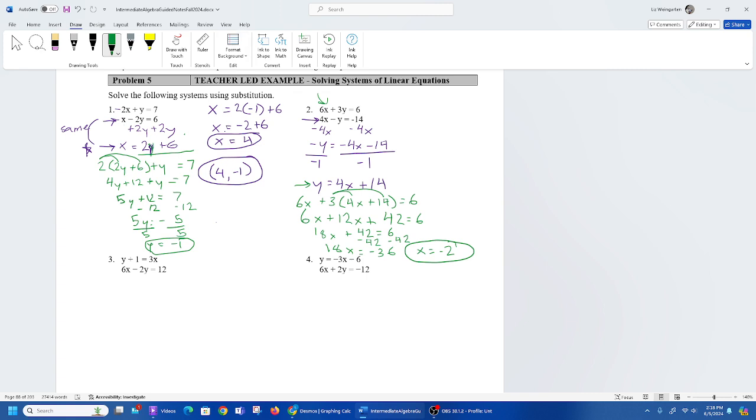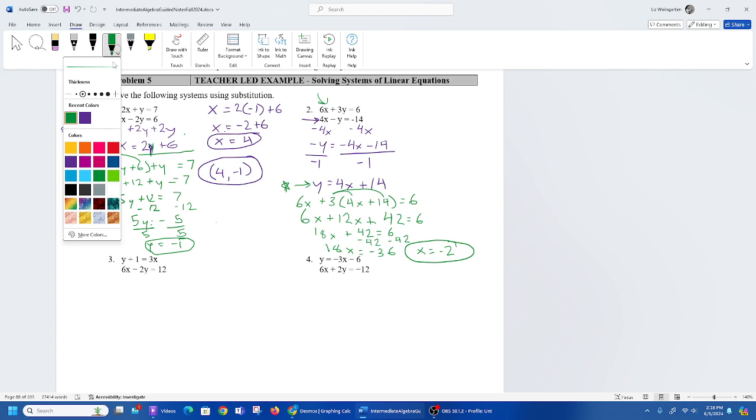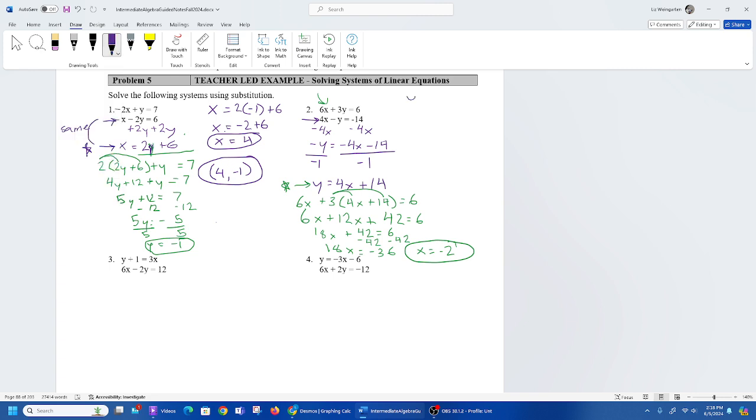We'll plug that negative 2 into any of these equations that you want to. I'm going to plug it into this one because it's going to make me use the least amount of math. So y equals negative 2 times 4 plus 14. Y equals negative 8 plus 14, so y equals 6. Written in the final solution is going to be negative 2, 6. That is what you'll type into the computer.